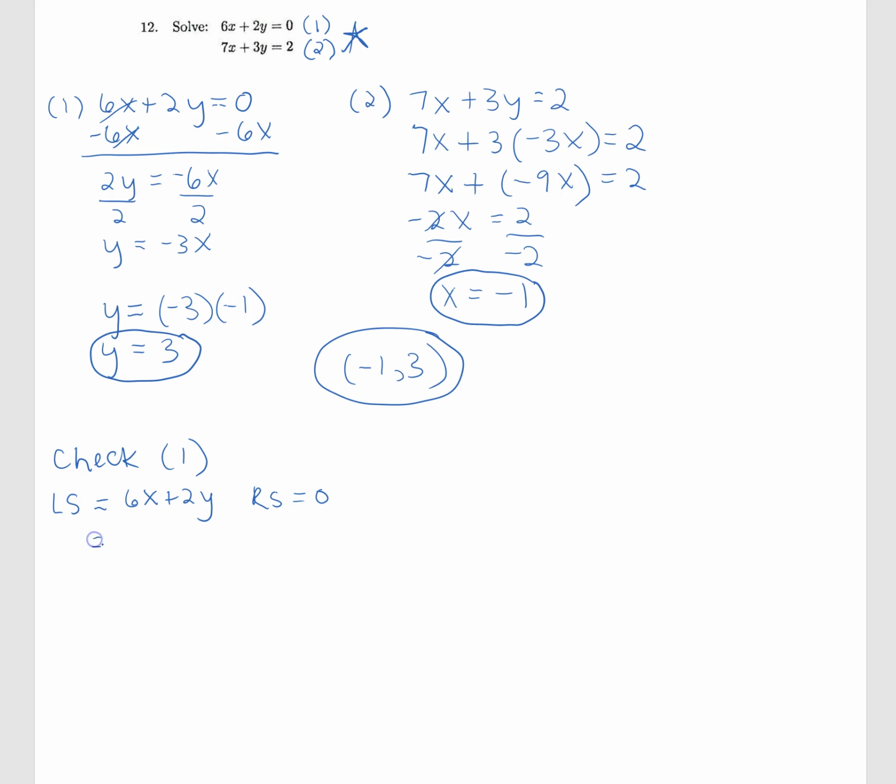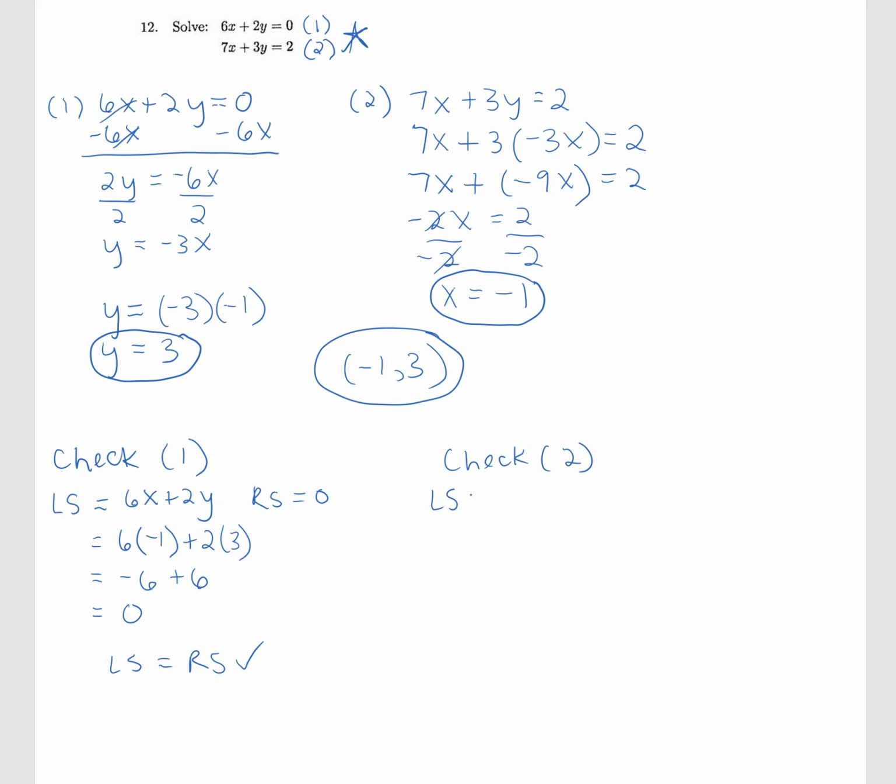Plugging in the answers I got for x and y, this gives me 6 times negative 1 plus 2 times 3. This gives me negative 6 plus 6, which is equal to 0. So my left side equals my right side. That's good.